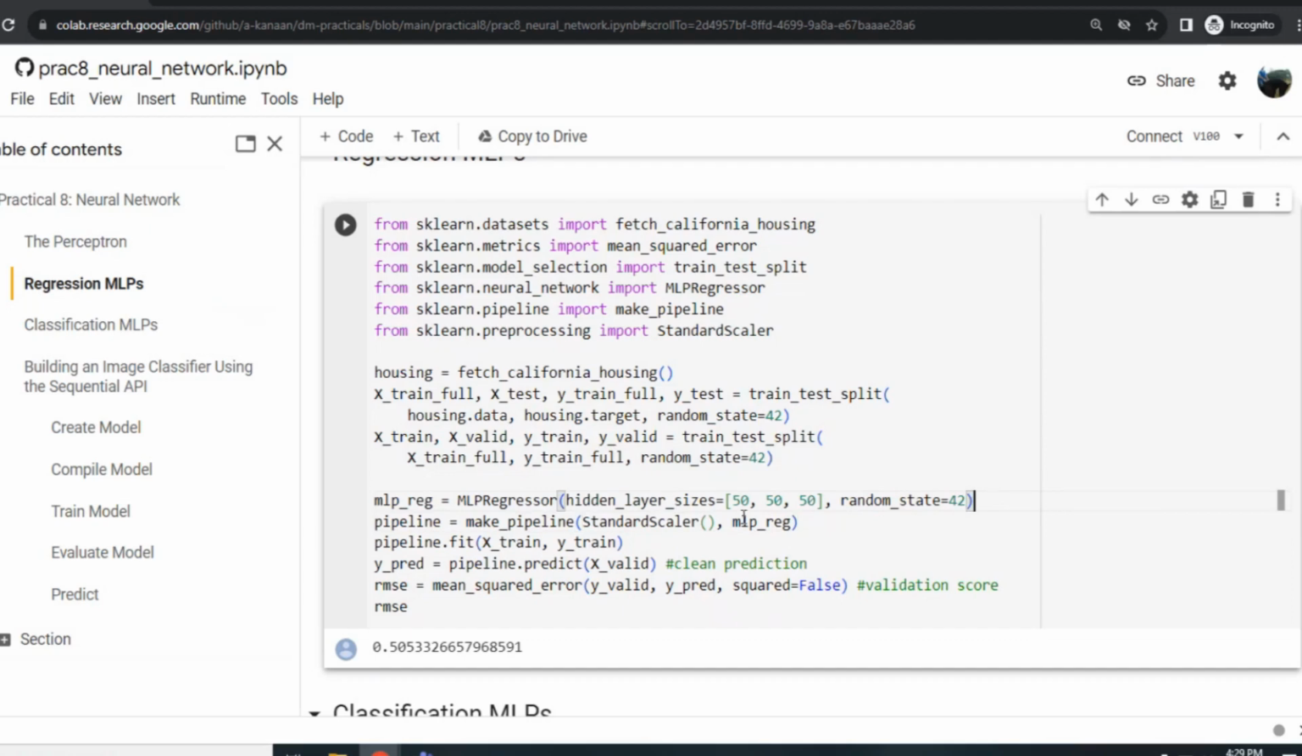Then we come to create an object from MLP regressor. And this MLP regressor, same as MLP classifier, has one argument called hidden layer sizes, right? Now, since we are working on MLP, that means we have hidden layers. So you need to specify the hidden layers. What does it mean here, 50, 50, 50?